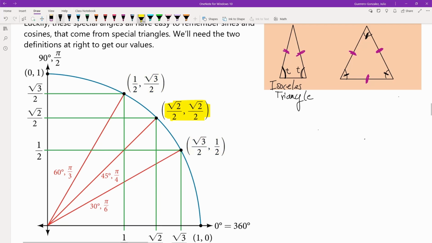So watch this. For 45 degrees, we're going to have this kind of triangle. And I'm going to highlight it so you guys can see what triangle I'm referring to, this one.